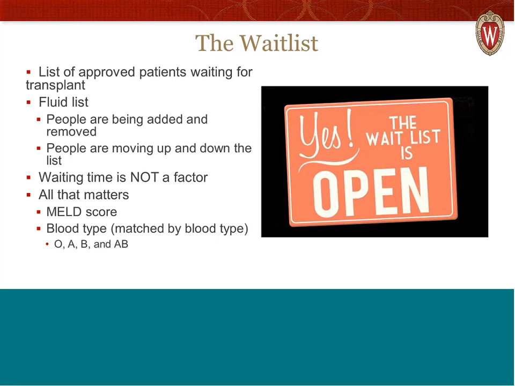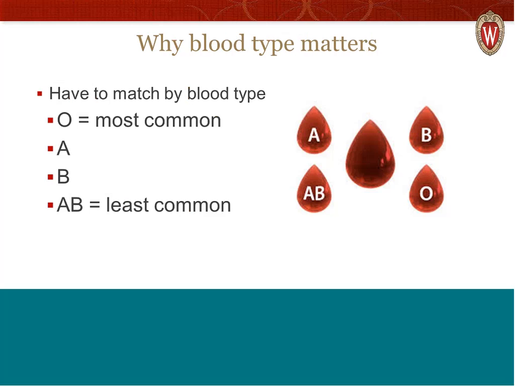And again, all that matters is the MELD score, that score we talked about, 6 to 40, and the blood type. Okay, and there are 4 blood types, O, A, B, and AB. And we do have to match by blood type. So O is the most common blood type, A the next most common, B a little less common, and AB is relatively uncommon.